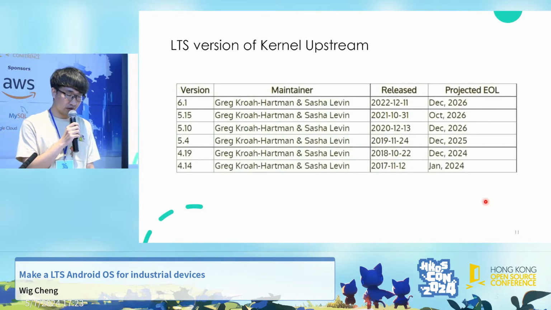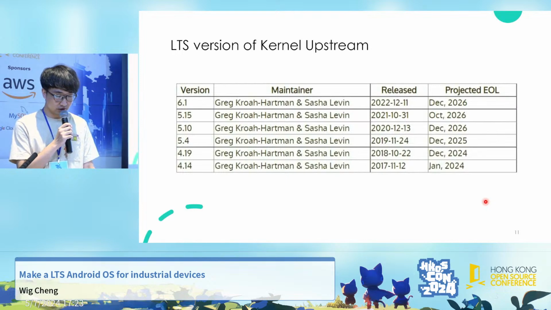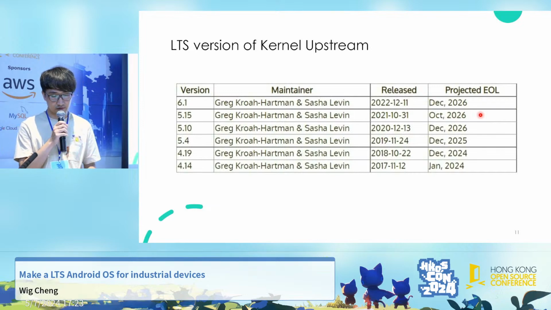I would like to share a lazy way you can check the EOL time. Because Google is derived from the Linux kernel upstream, you can check the Linux kernel upstream website and check the latest kernel EOL time. So, for example, you can check kernel 6.1, the EOL time is December 2026. So it's very suitable for your current project.